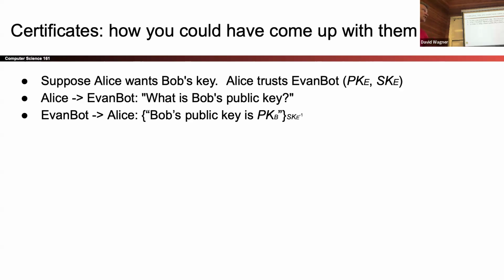So you end up with a communication that involves Evan-bot sending a signed message to Alice of this form we've been talking about. It's an assertion about the public key of some particular individual, and it's signed and endorsed by Evan-bot.